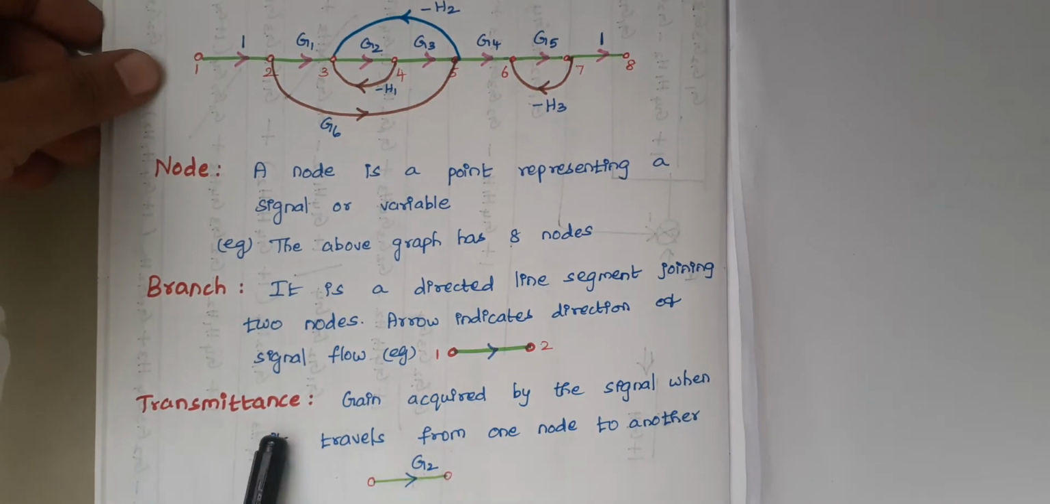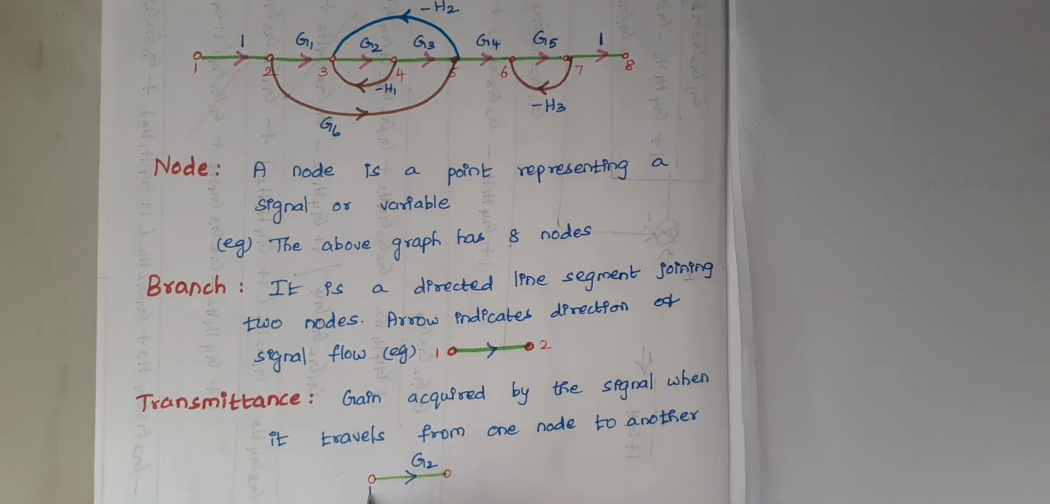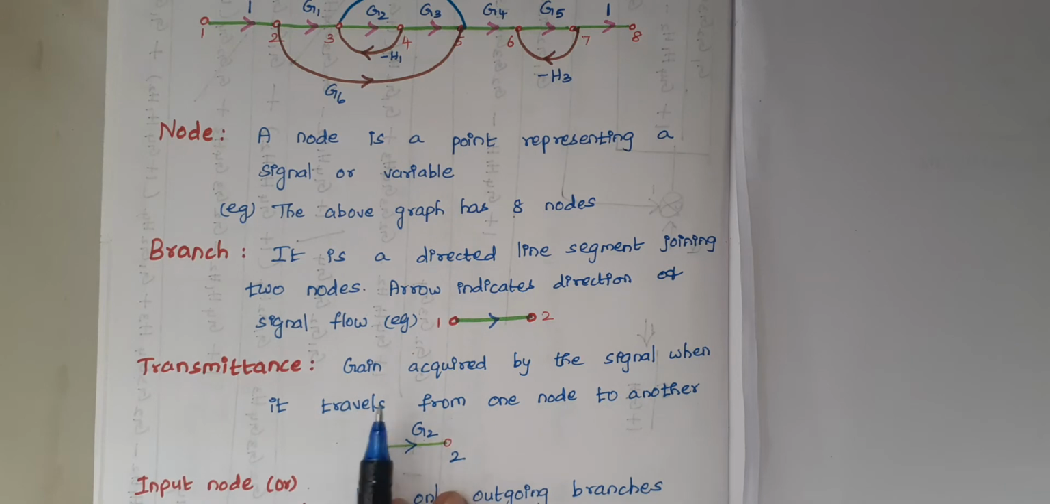The third one is transmittance. Here this is your node 1 and this is your node 2. What is the gain acquired by the signal when it travels from one node to another node? A signal moves from node 1 to node 2. During the travel, it gains something. That gain is known as transmittance. So in this branch, the gain is G2.